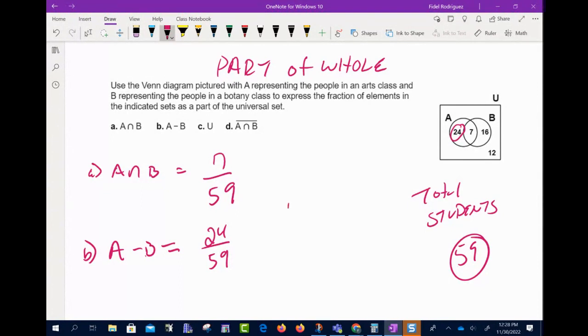And then part D says A intersection B complement. This means complement. So what I'm looking for here, guys, is I know that A intersection B was the number 7. I'm looking for everybody else except the number 7. So I want 24, 16, and 12. If I add those numbers up, y'all, I should get 52 out of 59. So it's going to be 7 over 59, 24 over 59, and 52 out of 59.